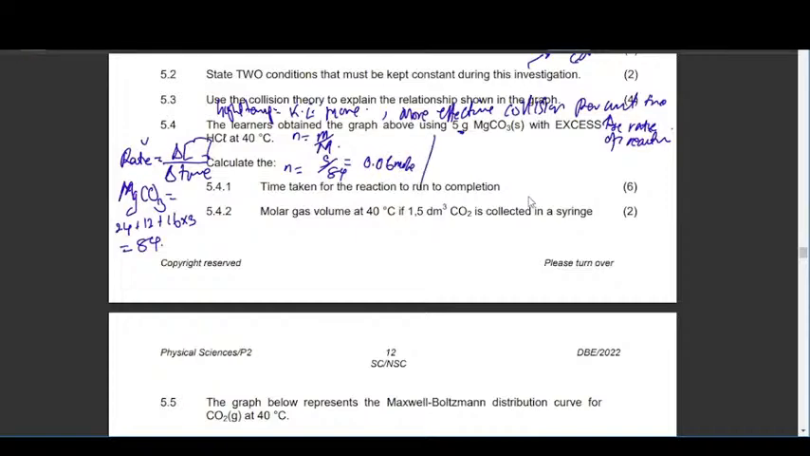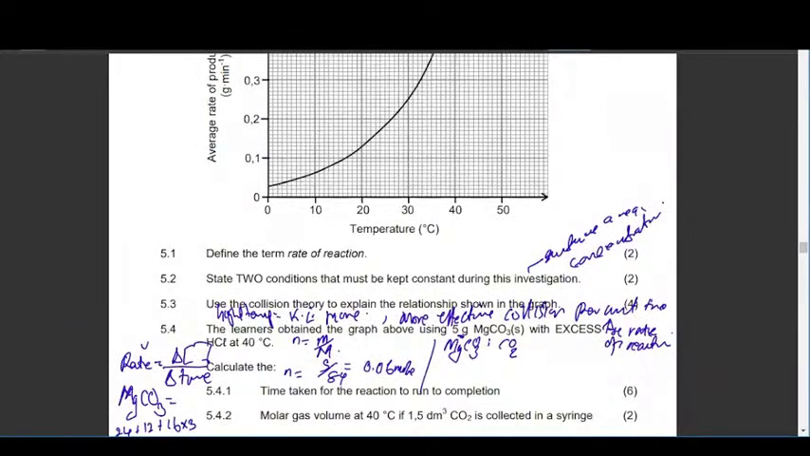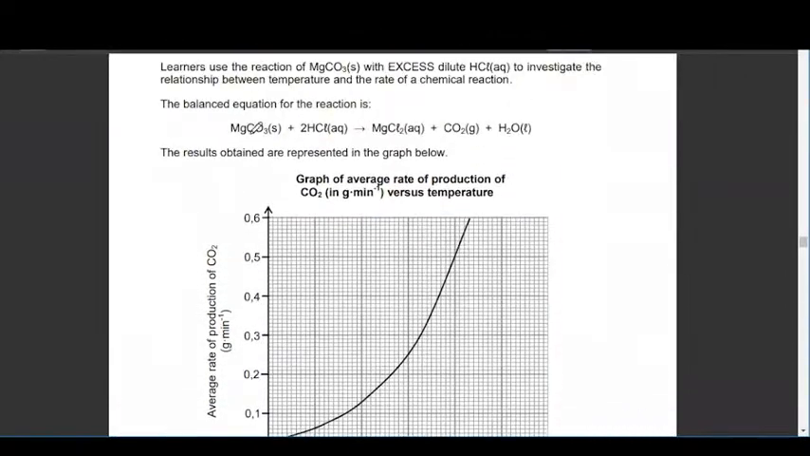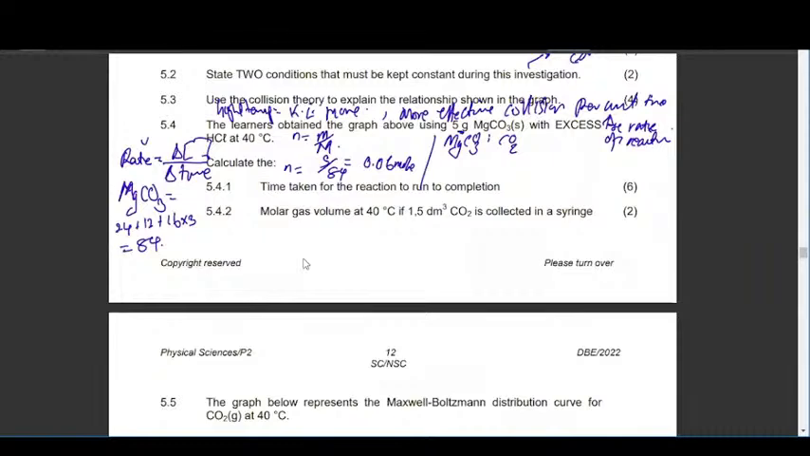So now from here, I need to do a mole ratio, magnesium carbonate to carbon dioxide. If you go back to the equation, you'll find out that the mole ratio of magnesium carbonate to carbon dioxide is 1:1. Therefore, if I have 0.06, I'm going to also have 0.06.